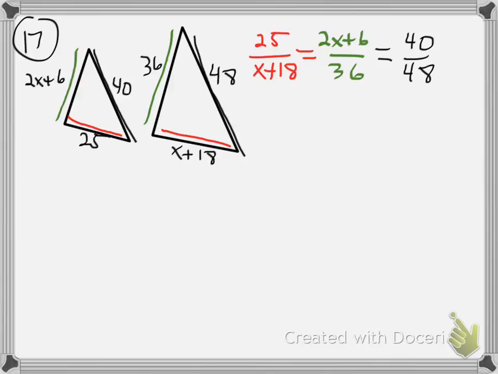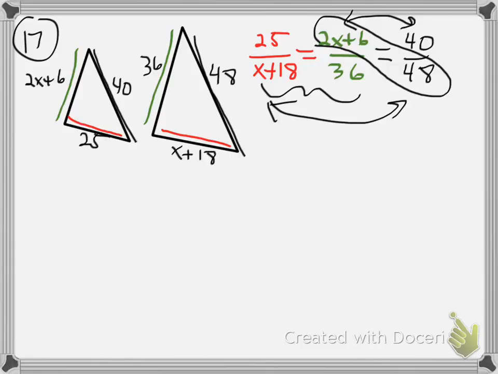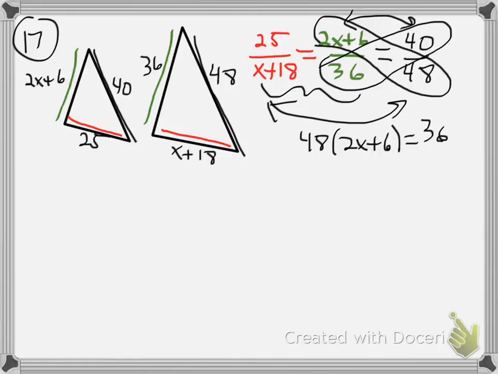Now, I would personally not use these two at the same time because you're going to end up getting some x squared when you cross multiply here. You'll get some x squareds, 2x squared, and that's a little harder to solve with. So I would probably pick either the first and third, or the second and third. In fact, that's how I'm going to do it because they're beside each other. I'm going to go this times this. That's 48 times 2x plus 6, and I'm going to do 36 times 40.